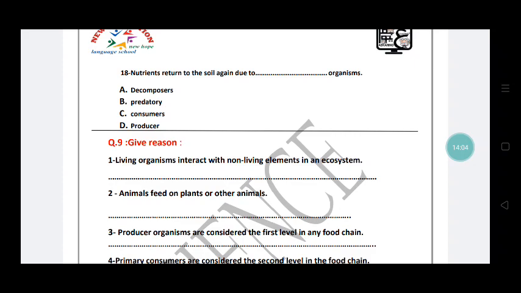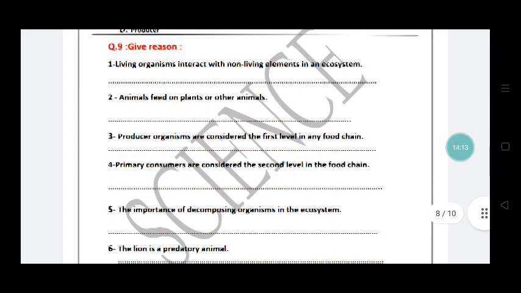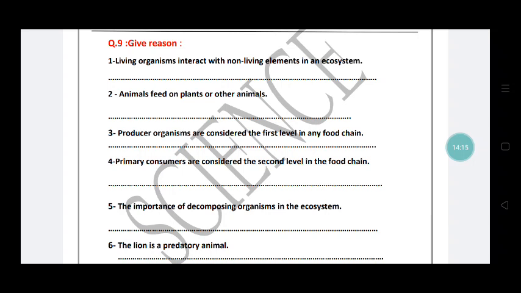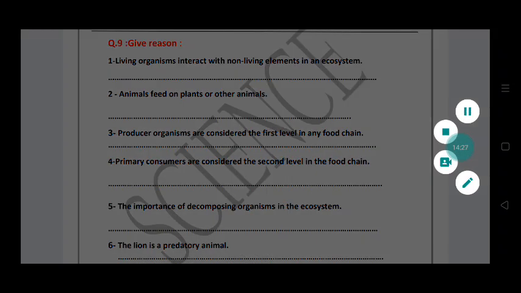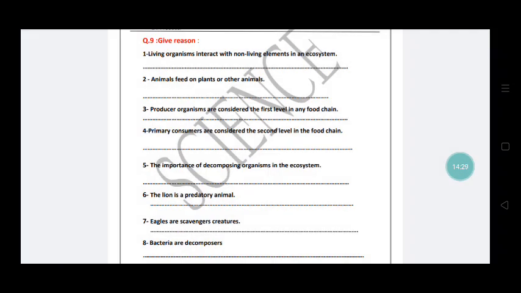Nutrients return to the soil again due to decomposers. Give reason. Living organisms interact with non-living elements in an ecosystem. Okay. Living organisms interact with non-living elements in an ecosystem. Give reason.